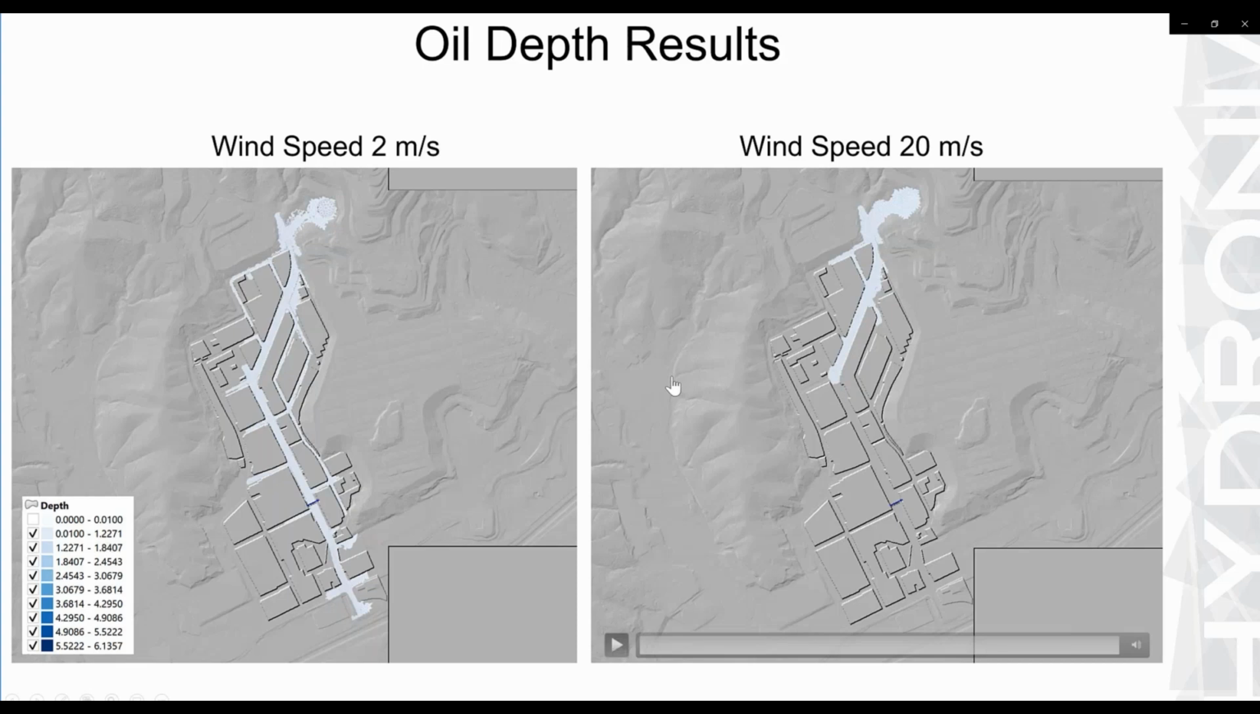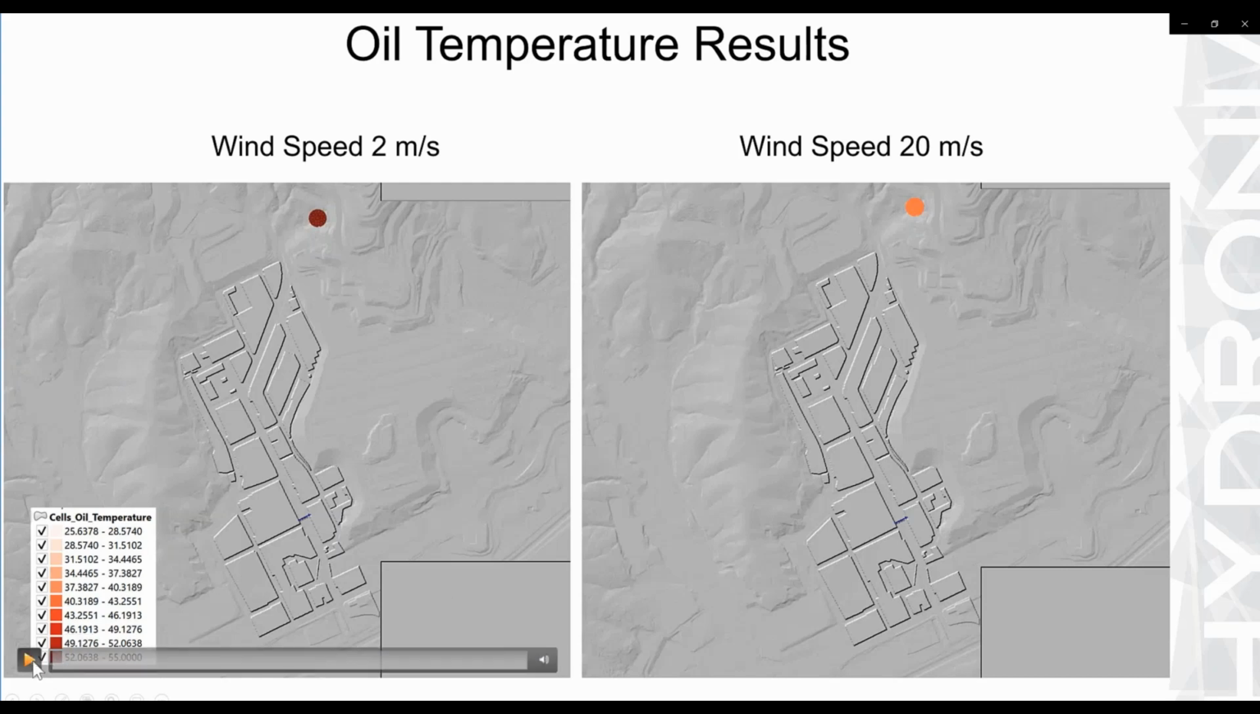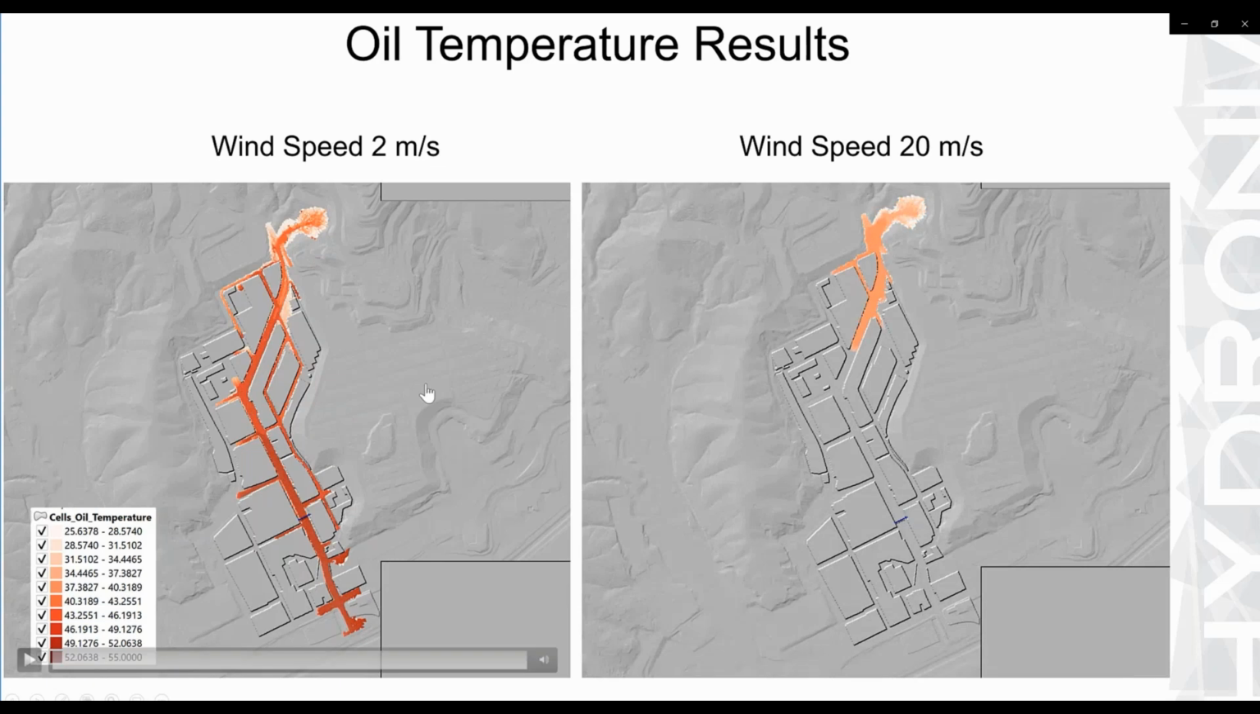Let's see what happened in terms of the temperature in these two cases. So this graph here, or this animation, shows the oil temperature. See that the oil temperature initially here was 55 degrees Celsius, and the ambient temperature was about 25. So you may see some cooling, although you see the cooling is very slow as it moves. Remember, this is about half an hour. So there is some cooling here, but still you have very high temperatures most of the distance. So this is what happened with 20 meters per second wind speed.